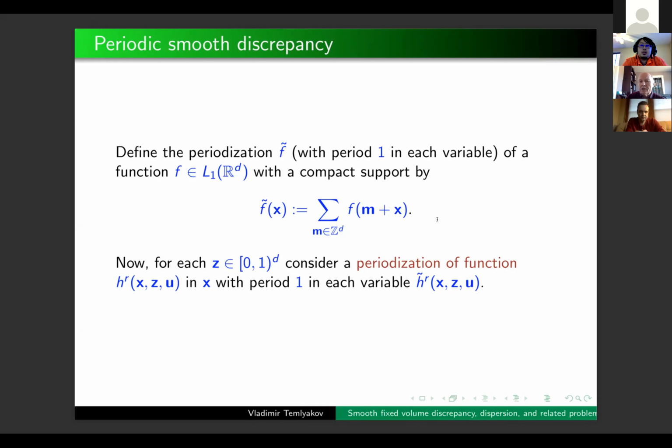We just take this sum, and all the functions have finite support. In our case, it will be finite support, so this is just a finite sum, with no question about convergence. So this is our periodization. If we have F, this one is 1-periodic in each variable. Notationally, as you can see, we have a tilde here, or this wave on the top. This means that this is a periodized version of this function.